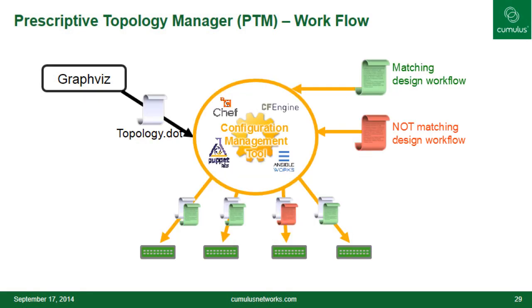What you do is you use a tool such as Chef, CFEngine, Puppet, your own homebrew, or Ansible, and you push this out to all the nodes. It's the same file that's pushed out to everybody. It is not like a node-specific file, like the routing configuration. It is exactly the same file to everybody. PTM then chews up this file, and based on the matching design flow, certain sets of actions are taken, and when not matching, certain sets of actions are taken.